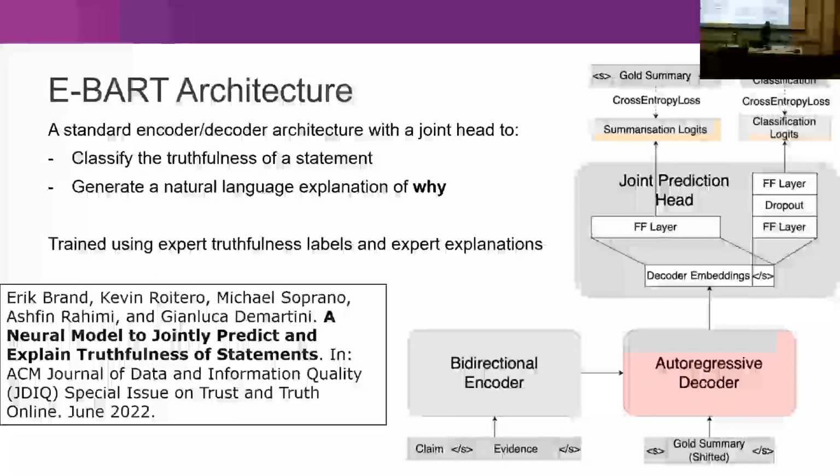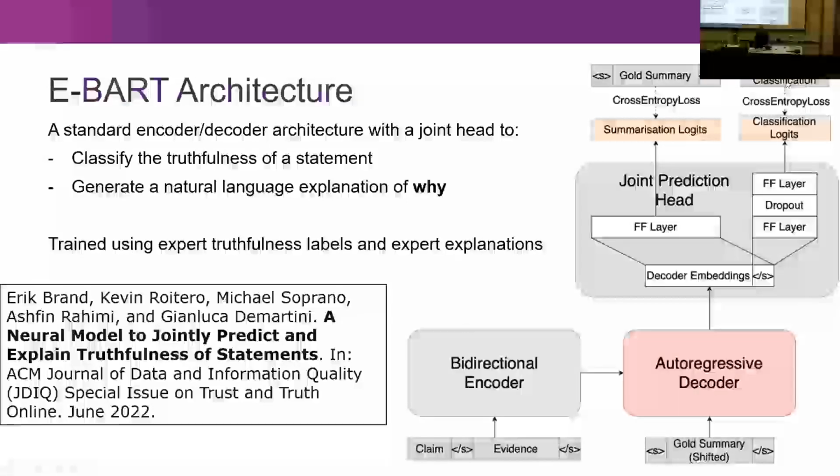And this is an example of an AI architecture that does generate an explanation together with a decision, a classification of whether something is misleading or not. This is the most technical slide I have, so I apologize for it. But this is a standard encoder-decoder architecture in which we have this joint head. So this is the real contribution of this work, in which on one side we generate a classification decision.